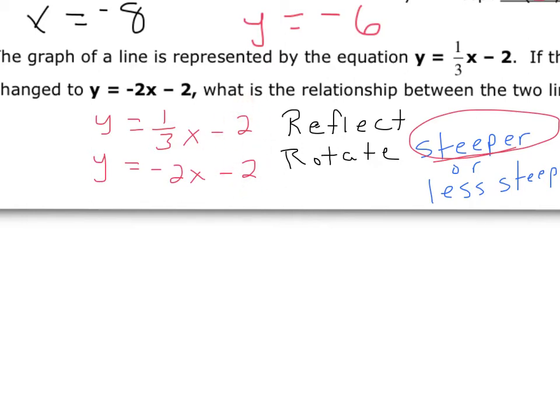So this one is at -2, and this one also starts at -2. So that is going to be sitting on the same point. So it did not translate up or down any number of units. They're exactly the same. So there was no translation there. So if I'm talking about the relationship, I would say that it reflected across the y-axis and that it became steeper or more steep.